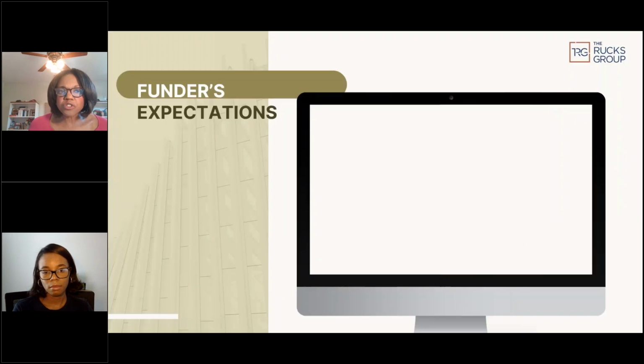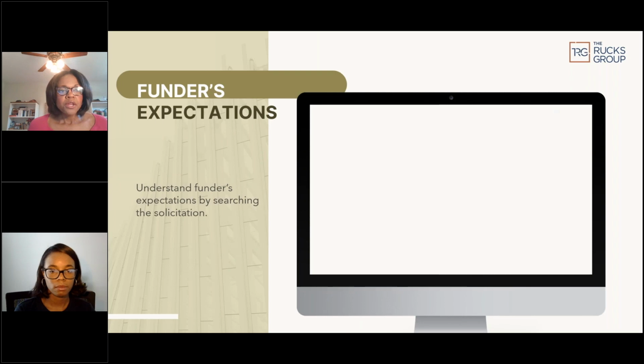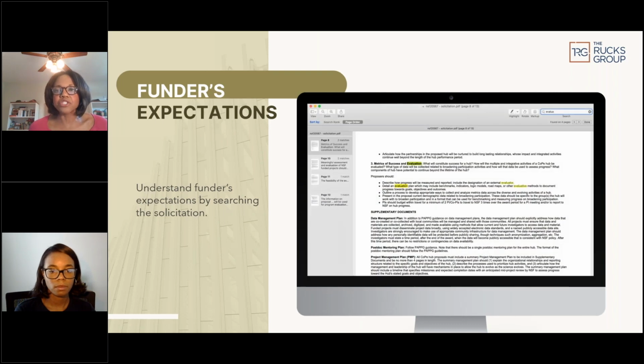So let's first talk about the funder expectations, or first just get an understanding of how you understand what the actual requirements are for the evaluation. The first component is that you want to make sure that you're really searching through the solicitation. That may sound slightly self-evident, but it's really important that you take a concerted look at the solicitation for information related to the evaluation.